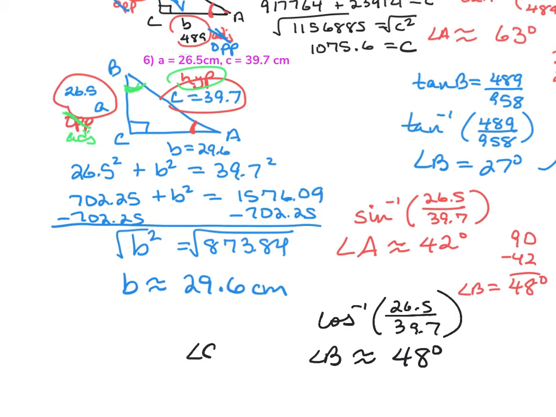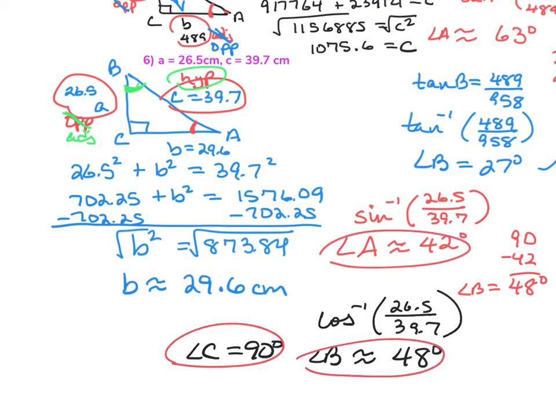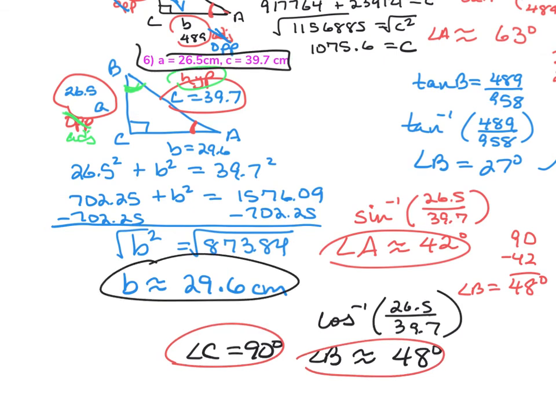Again, angle C is the right angle. So we have the three angles. And then I had the two given sides. And then the side I calculated.